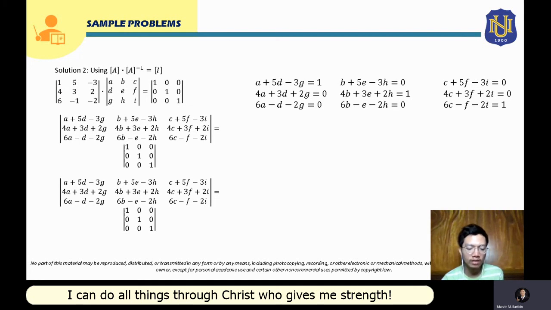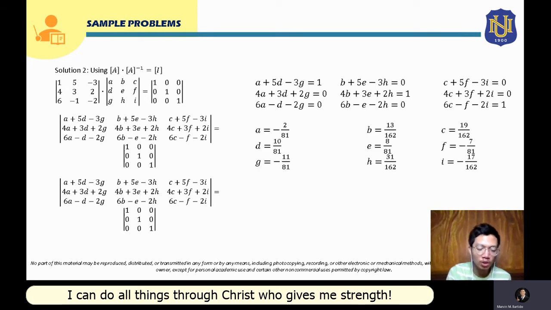So if you solve for that using your calculator, the value for A is negative 2 over 81. The value for D is 10 over 81, and then the value of G will be negative 11 over 81. That will be the same way that you're going to solve for the unknowns B, E, and H here in the second column.